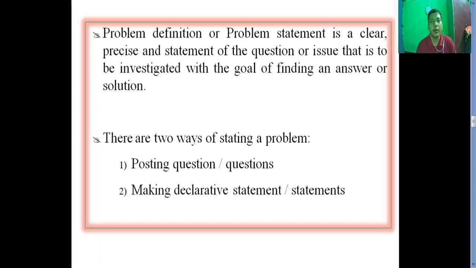Problem definition or problem statement is a clear, precise statement of the question or issue that is to be investigated with the goal of finding an answer or solution. There are two ways of stating a problem. Number one, posing question or questions. Number two, making declarative statement or statements.